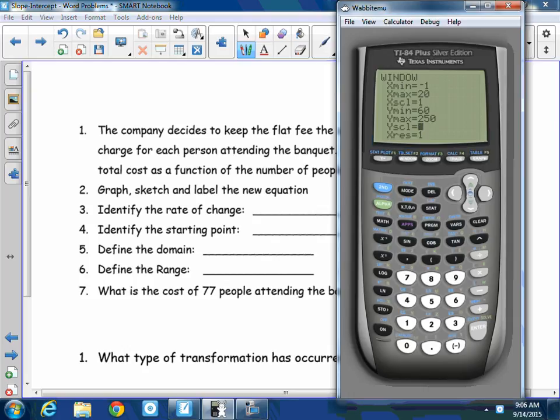All right, are we good? Okay. So I'm going to graph it again. That first one was y equals 15x plus 95, and then that second one is 15x plus 125. Now, what do you notice about these two lines?